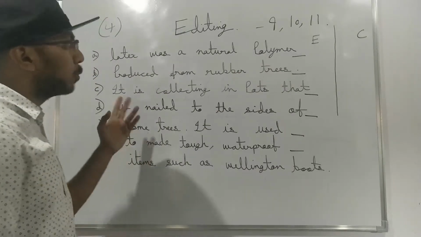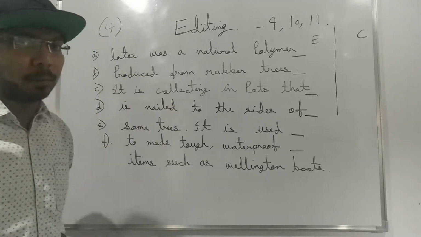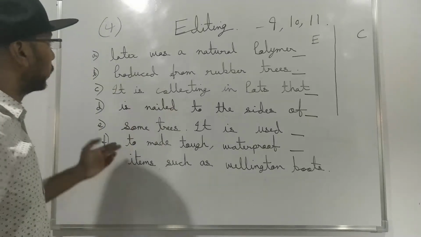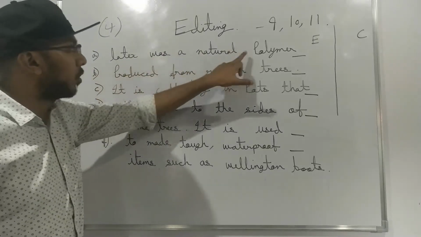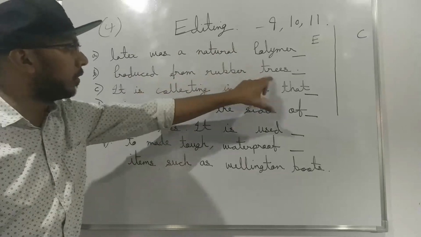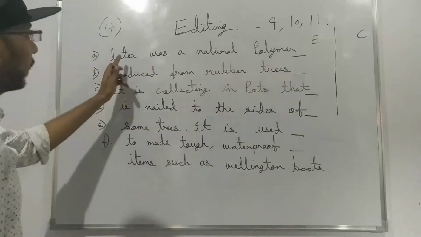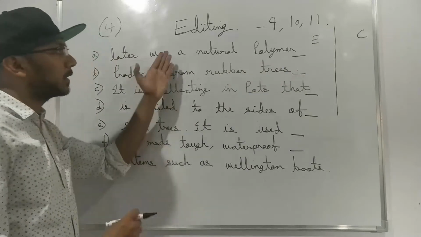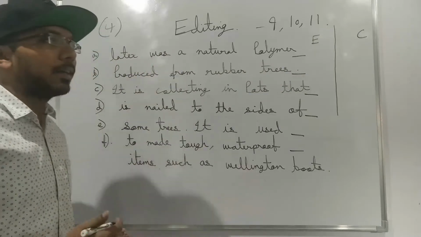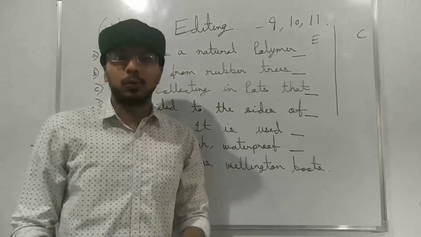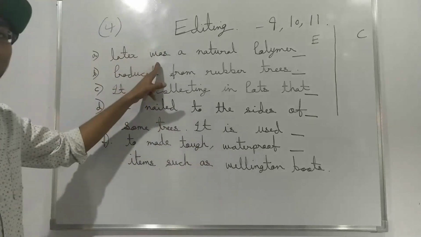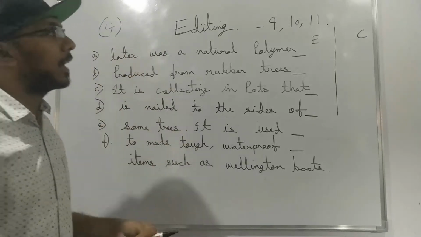I told you you have to read the sentence till the full stop and then you have to find the error. So first is latex was a natural polymer produced from rubber trees. Full stop. So latex was a natural polymer. Was is talking in past tense. But latex is produced today also. So not was, is. Latex is a natural polymer.